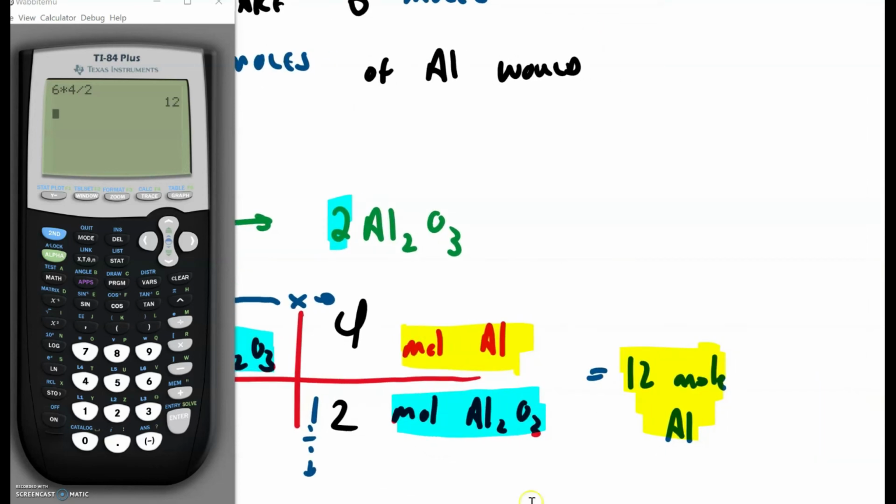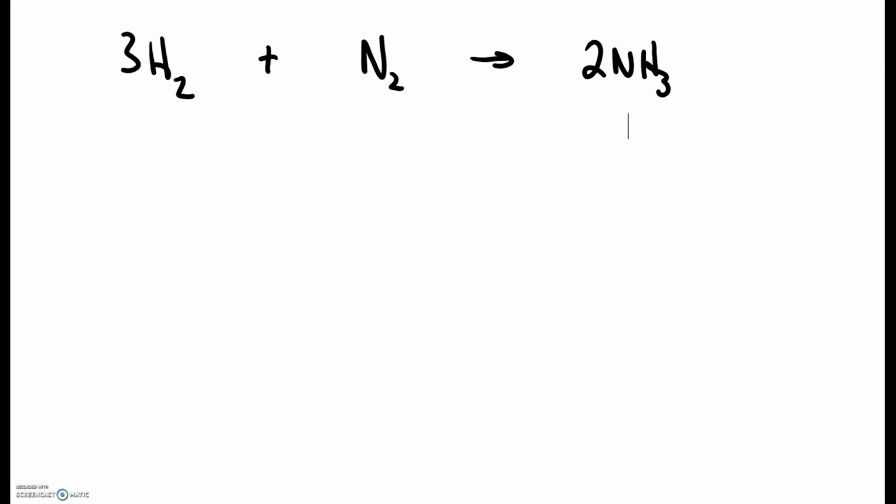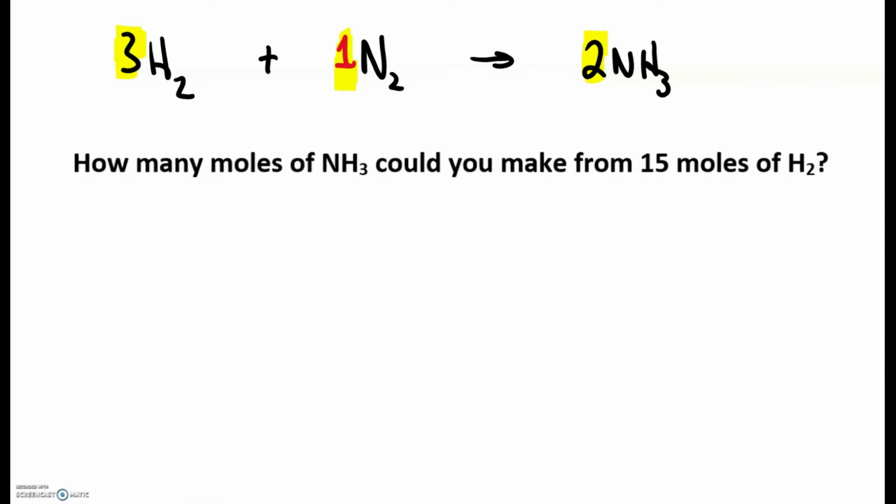So all you need is the balanced equation and where to plug stuff in. Let's try one more quick one. This equation tells us that you need 3 moles of hydrogen gas to react with 1 mole of nitrogen (if there's nothing there, it's a 1, we don't write it), to produce 2 moles of this NH3 stuff. So here's a question that you can expect me to ask you. How many moles of NH3 could you make from 15 moles of H2?